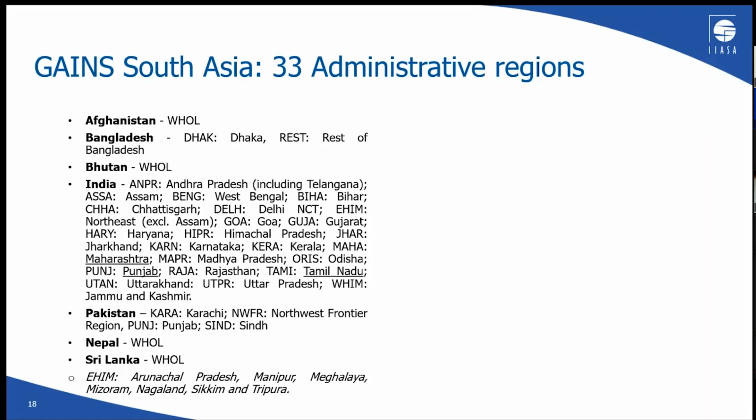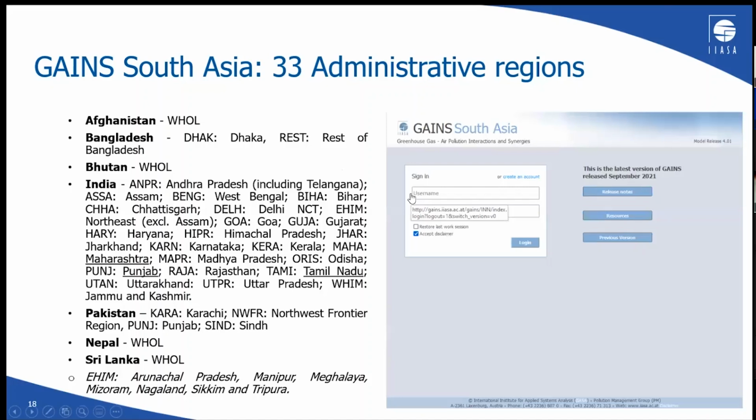For India, usually every state is a region, except the Eastern Himalayan region, that is Arunachal Pradesh, Manipur, the 7 sisters in the Northeast, which are in the Eastern Himalayan region. Still, Telangana is a part of Andhra Pradesh, and Jammu and Kashmir is one region. But the resolution for Afghanistan, Bhutan, Nepal, and Sri Lanka is at the national level. And just for illustration, here is the GAINS interface for South Asia. For the time being, I will stop here.